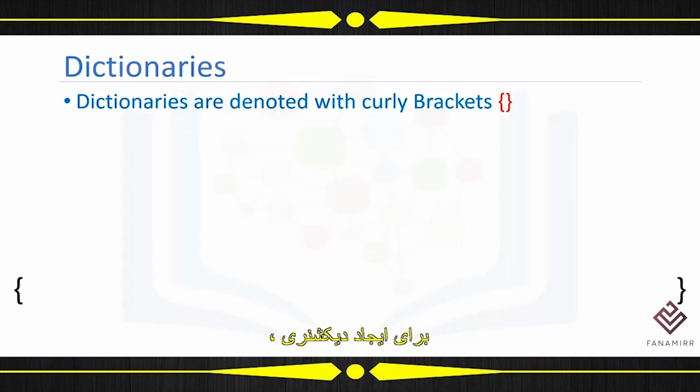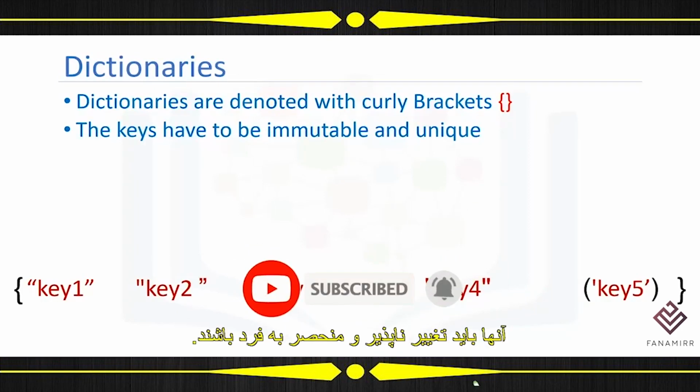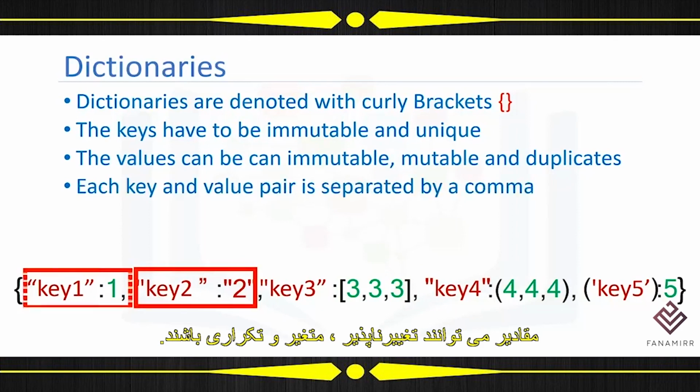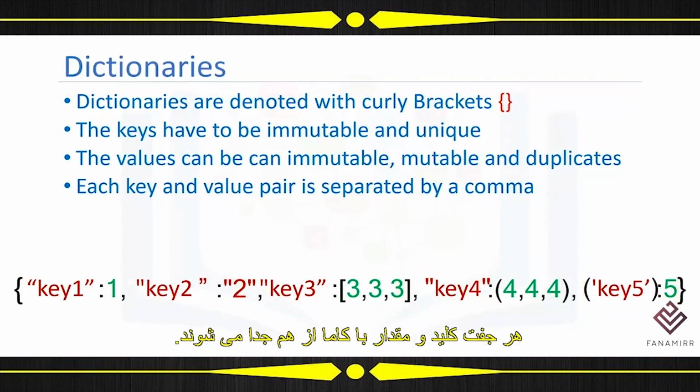To create a dictionary, we use curly brackets. The keys are the first elements. They must be immutable and unique. Each key is followed by a value, separated by a colon. The values can be immutable, mutable, and duplicates. Each key and value pair is separated by a comma.